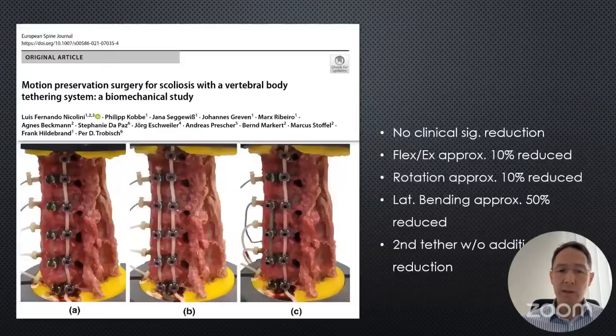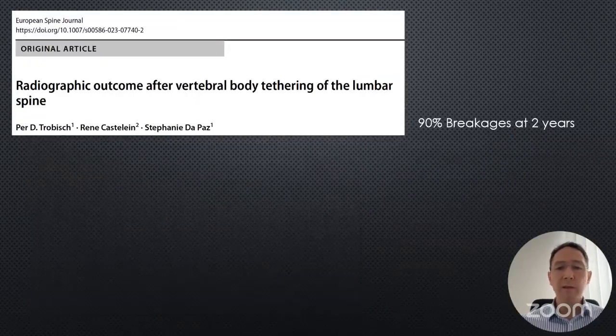So we went to the lab and checked, does a double tether technique maybe provide better outcome? And just to make it quick, the double tether technique at least doesn't reduce motion more than a single tether technique does. So it's not stiffer by adding a double tether. So we started a double tether technique, and we looked at our lumbar curves, and we found that breakages still occur. 9 out of 10 patients at 2 years have signs for a broken tether, at least at one level.